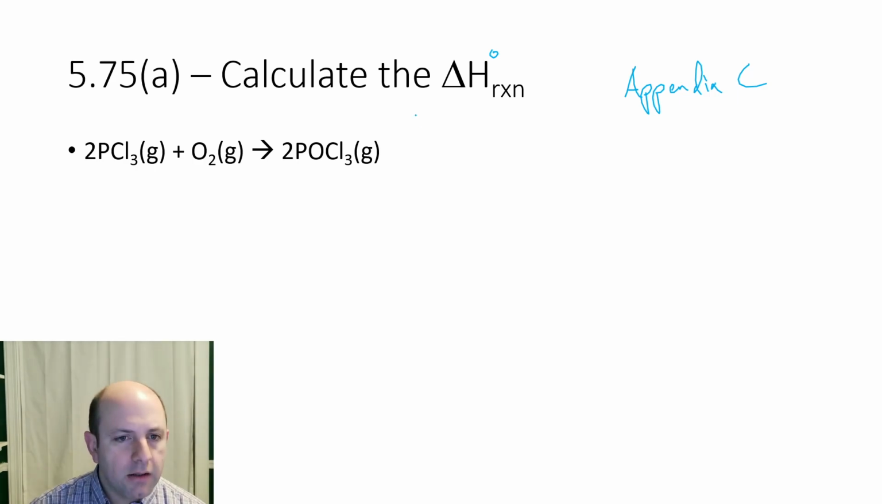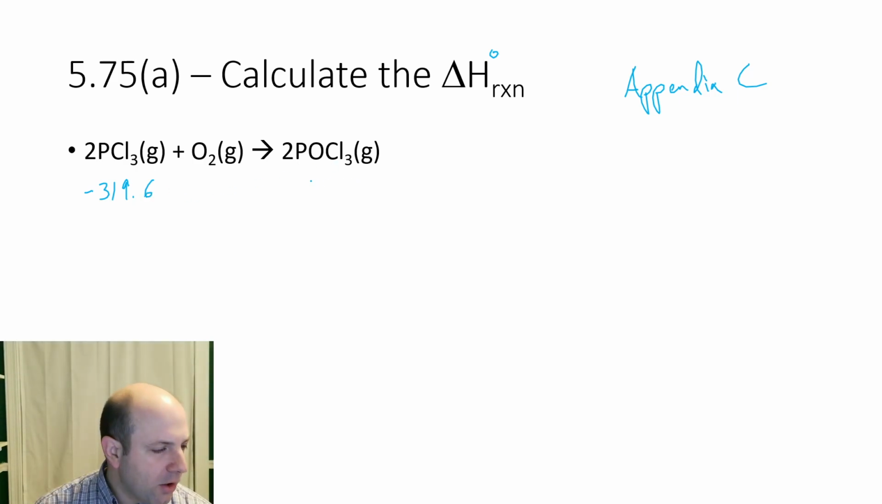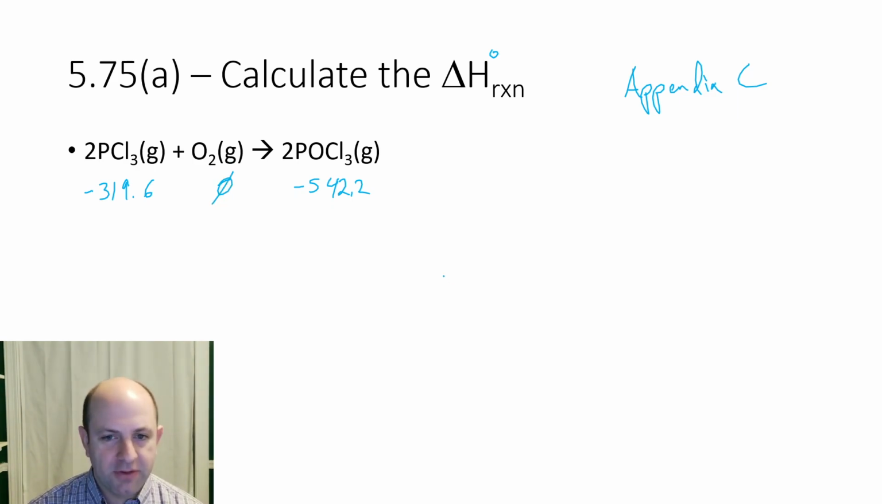Get my pen back. So we got to find PCl3. So that here is negative 319.6. We're going to find the POCl3. That is negative 542.2. And then oxygen's convenient. It's an element in its normal state. Oxygen's normally diatomic. It's normally a gas, which means the heat of formation is 0. We can skip that one nice and easy.